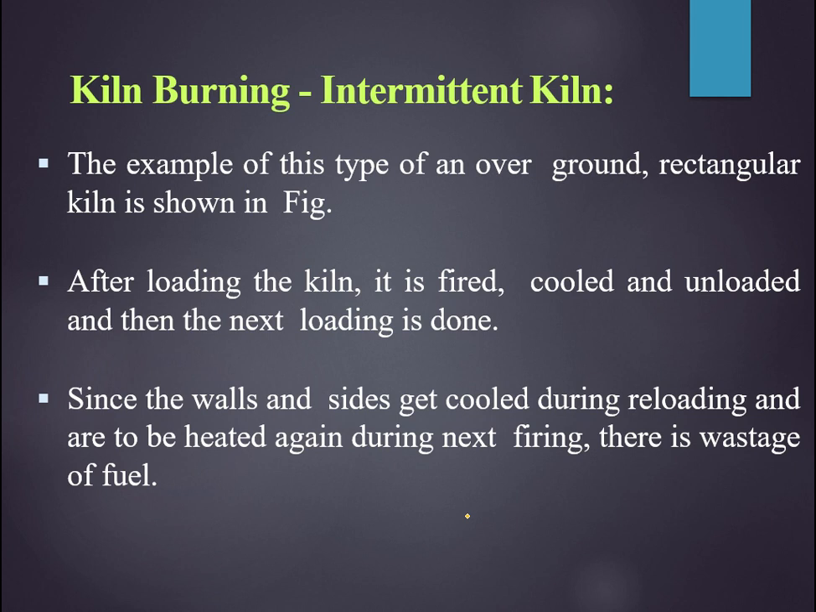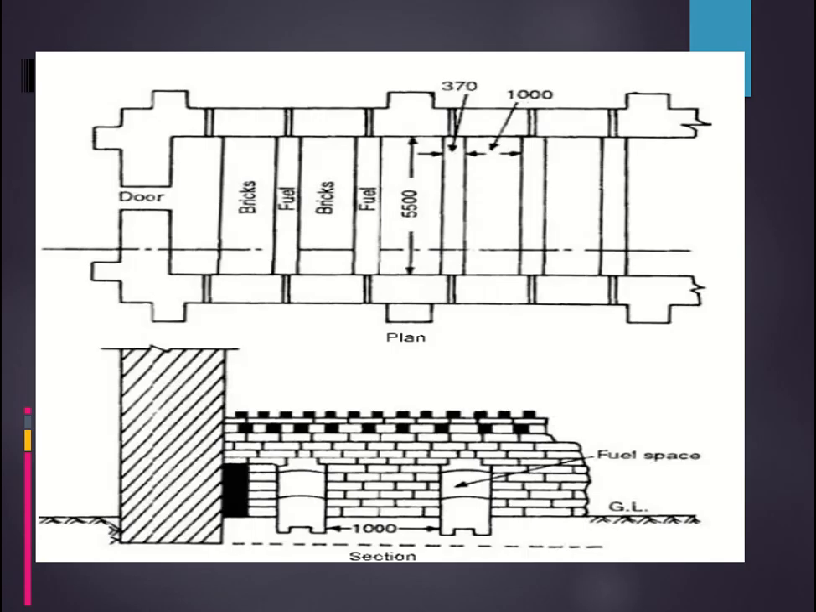Then again after the first set of bricks are done, again the second set. Means what is happening here is the operations like loading, setting up on fire or burning, and then reloading, all will be discontinuous. That's called an intermittent kiln. Okay, see, this is an example of an intermittent kiln.